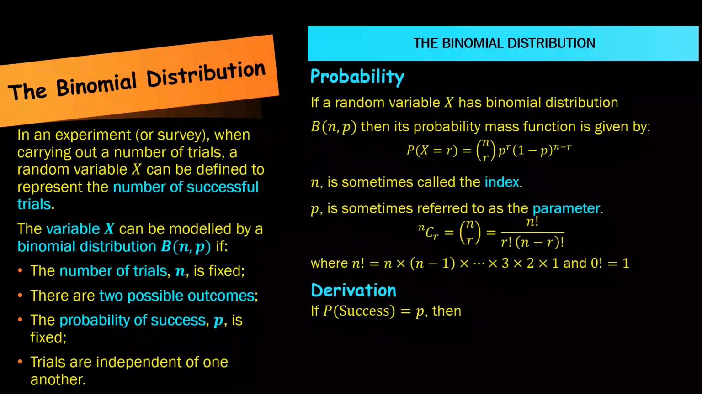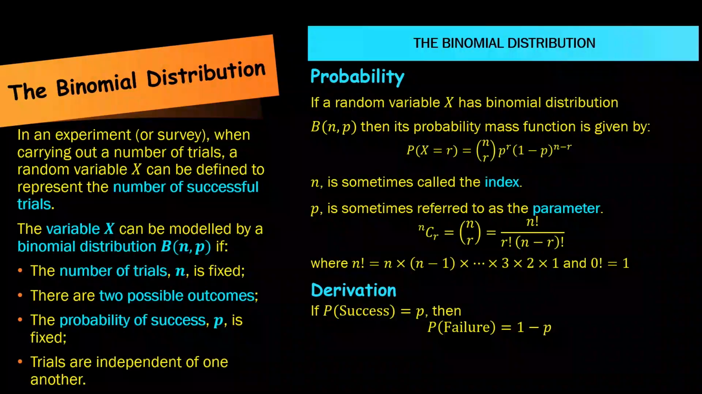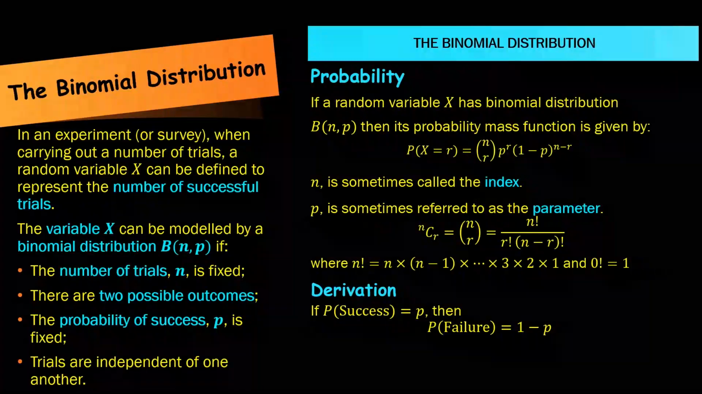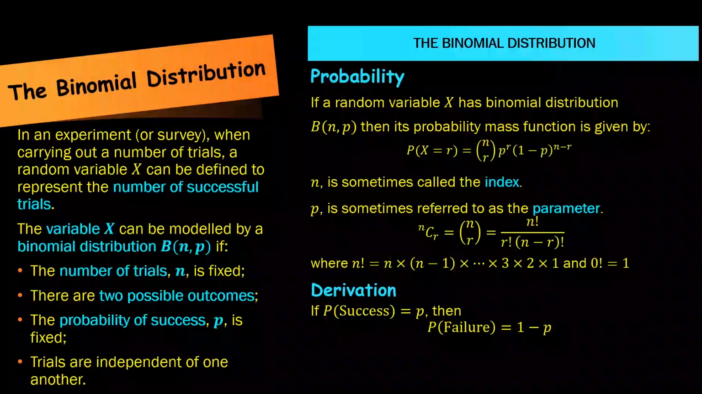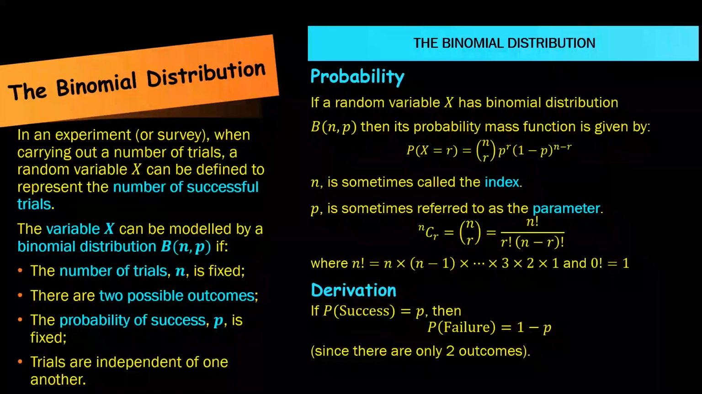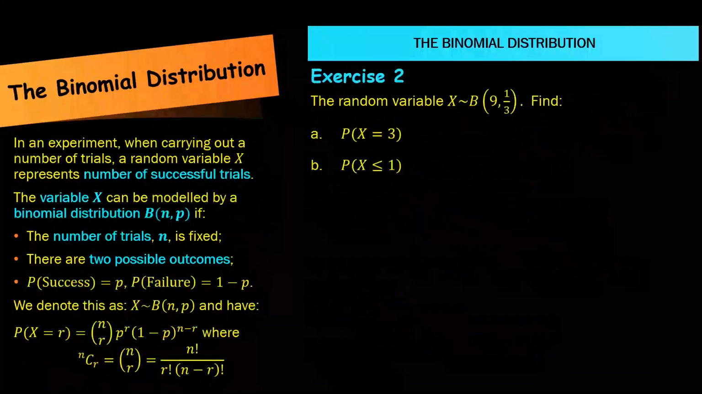Also, if the probability of a success equals p, then we can derive the fact that the probability of a failure equals 1 minus p, since of course there are only two possible outcomes. Now let's take a look at the next exercise.